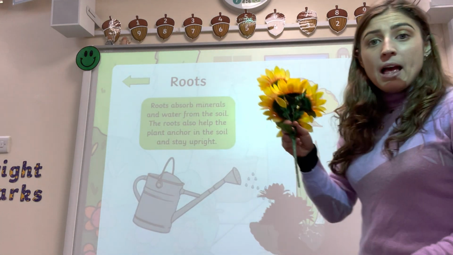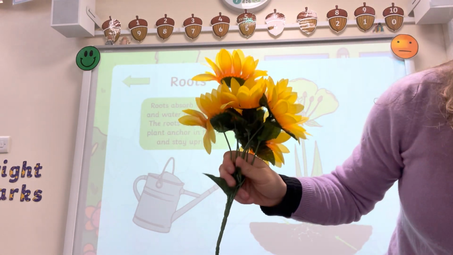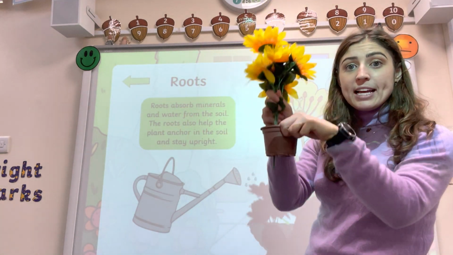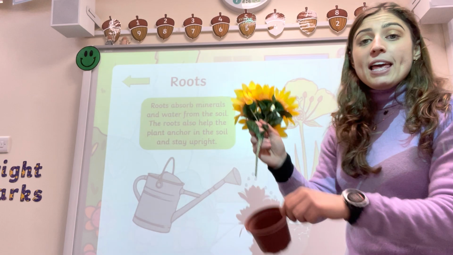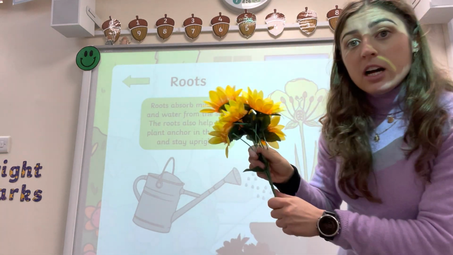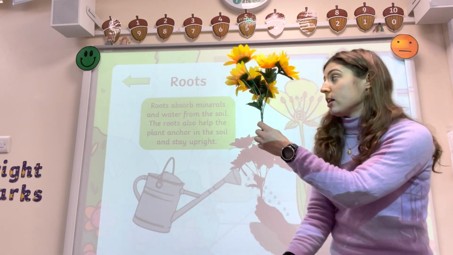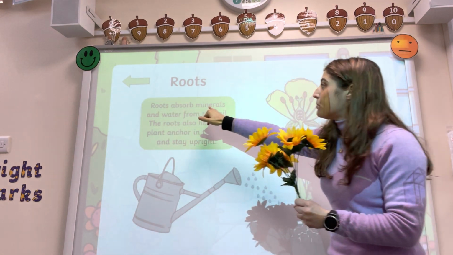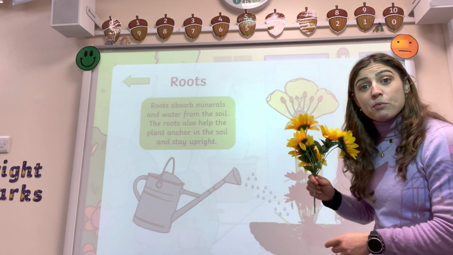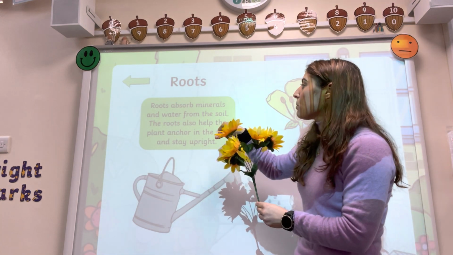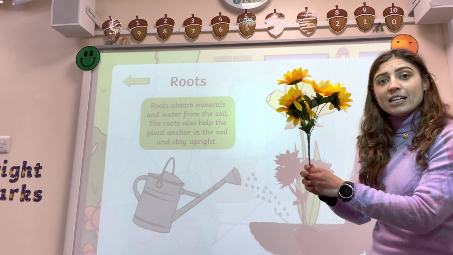Now remember, I don't have roots on my flowers, but if they were in a plant pot like this, or if they were in the soil, the roots are in the soil. They're white little sprouts there that go underneath the plant. Roots absorb minerals and water from the soil. The roots also help the plant anchor in the soil and stay upright.